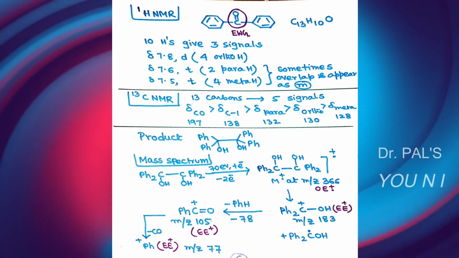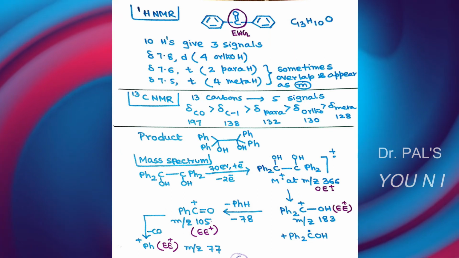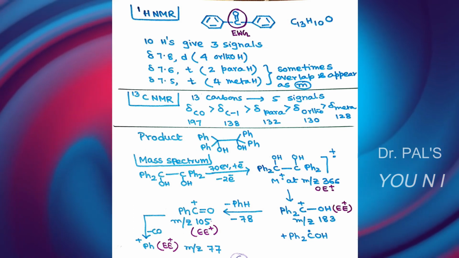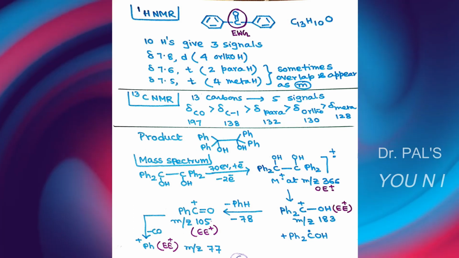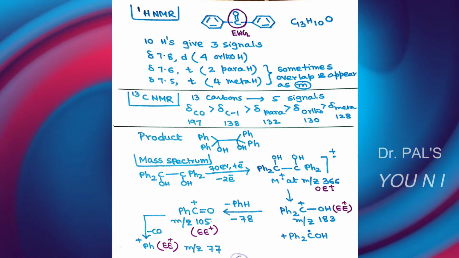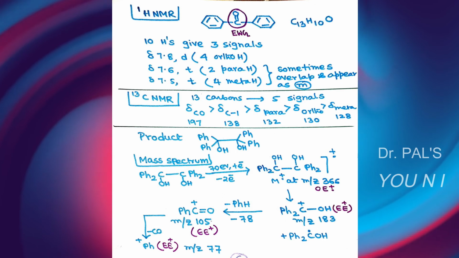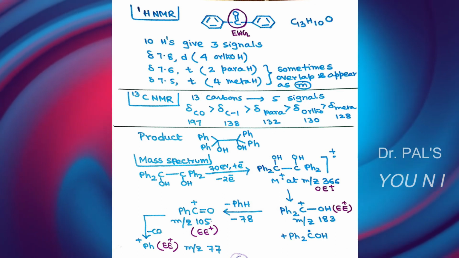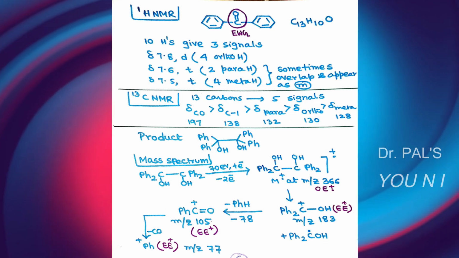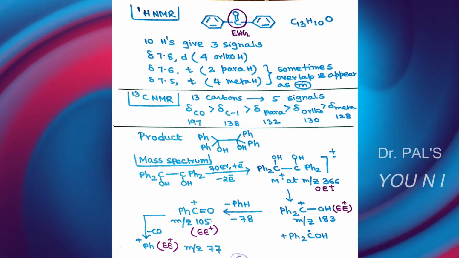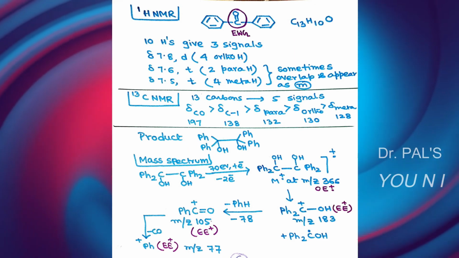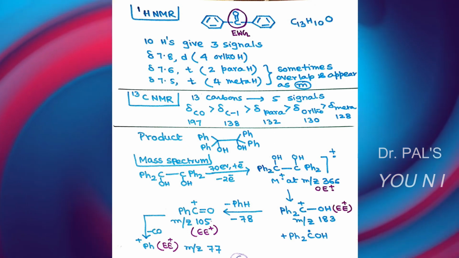So if we see the values, C=O has the highest value, at delta 197. Then the ipso carbon appears at delta 138, the para carbon at 132, the ortho at 130, and the meta at delta 128 ppm. So in this way, these are the 4 characteristic spectral features of the substrate benzophenone. Now we will slowly go to the product, and we will see a lot of differences in the mass, IR, H NMR and the C13.